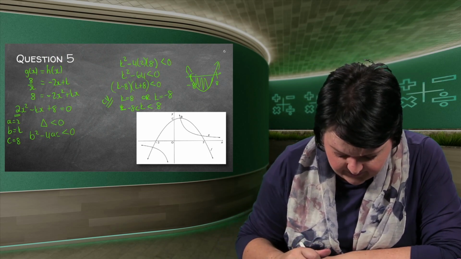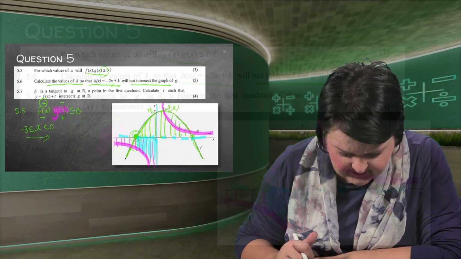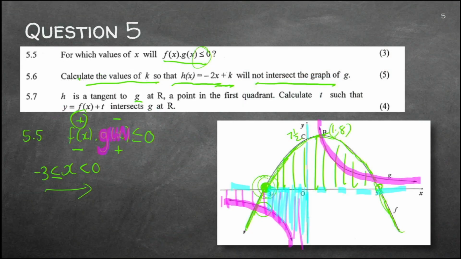Now let's quickly go back to the last one. They say h is a tangent to g at R, a point in the first quadrant. Calculate t such that f(x) plus t will intersect g at R. Okay, so it's a tangent to g. So I maybe first need to get the contact point, because then we'll have the gradient, which is equal to -2. So that would be the first thing that I would have to calculate.